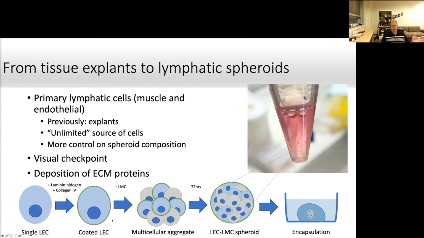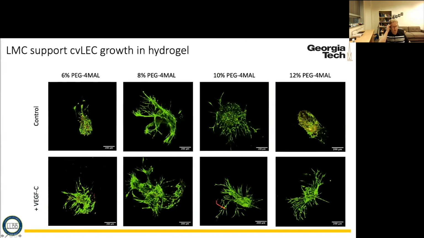So we took rat lymphatic endothelial cell lines and rat lymphatic muscle cell lines and optimized a formulation where we take the 2 cell types, we coat the cells in matrix proteins. They self-assemble into spheroids, and then you can actually see them here in suspension. And then we put those spheroids into our hydrogel, and they form remarkably similar networks. You can kind of make out the original body here as direct lymphatic vessel culture did.